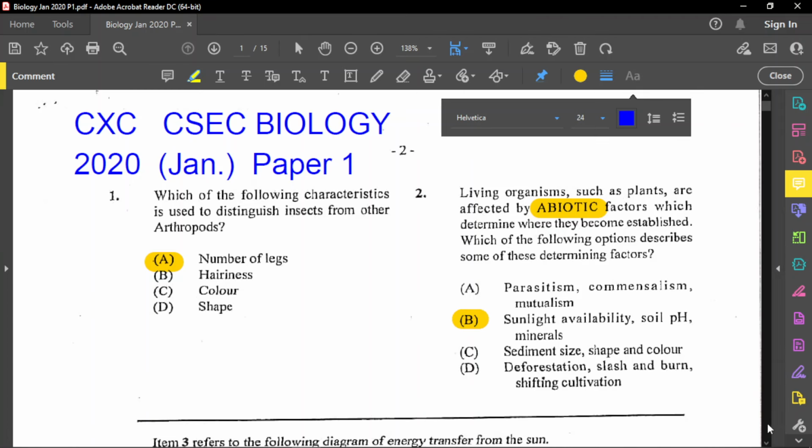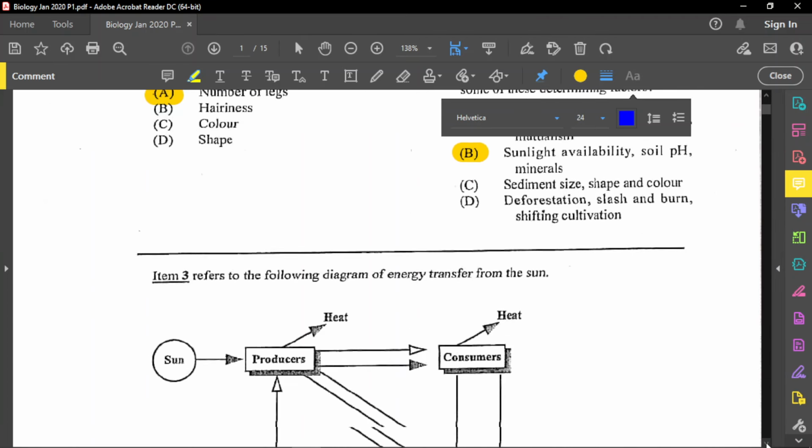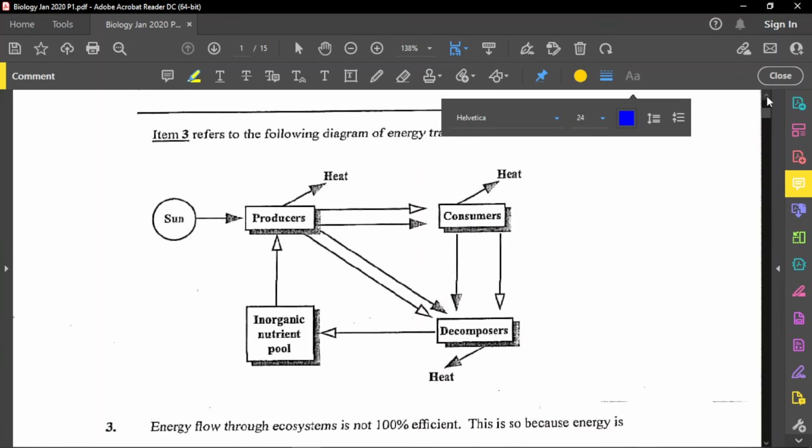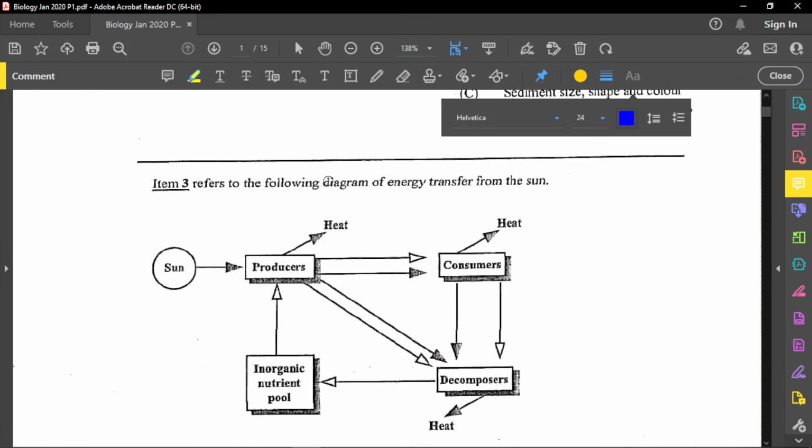All right. Now let's go into question number 3. It refers to item 3, which says it refers to the following diagram of energy transfer from the sun. If you look at the diagram carefully, you notice that energy moves from the sun into the producer. The producer loses some energy by heat. They go into the consumer, which loses some energy by heat as well. They go into decomposers, and decomposers lose some of the energy going inside of them by heat as well. Then they go into the inorganic nutrient pool.